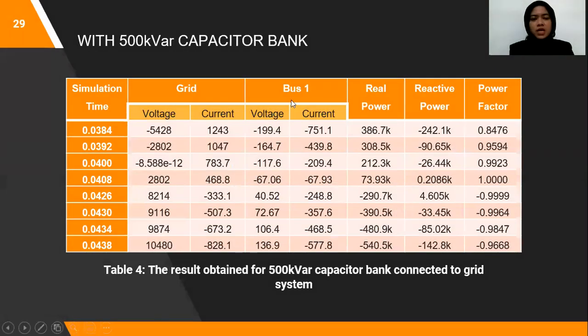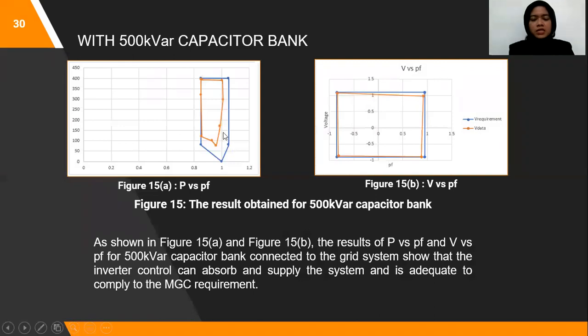So this is the result with 500 kVAR capacitor bank. This is the result of the voltage and current at the grid, voltage and current at the bus, as well as real power, reactive power, and power factor. So this is the result obtained.